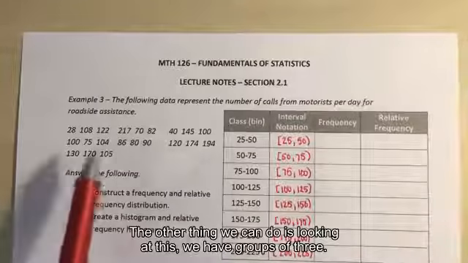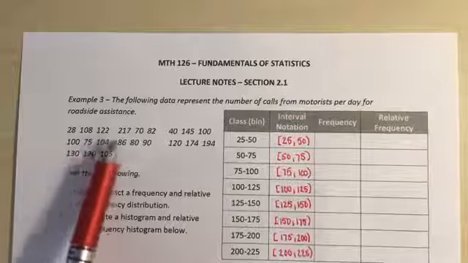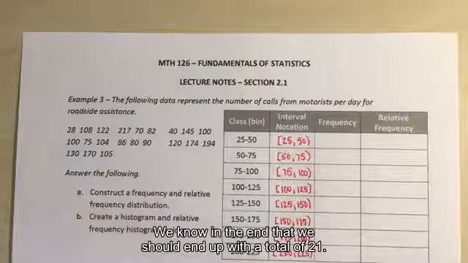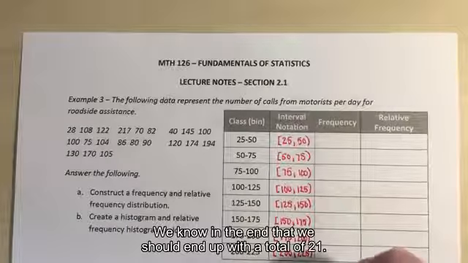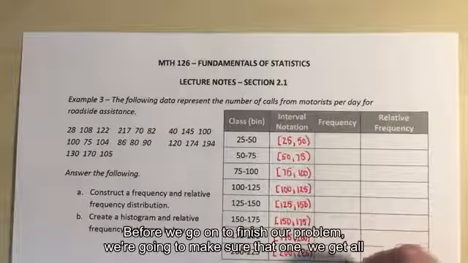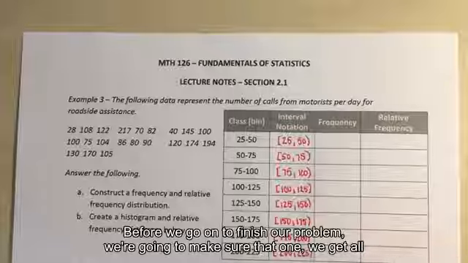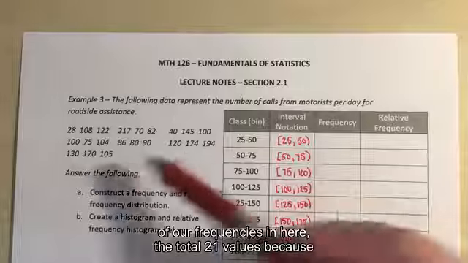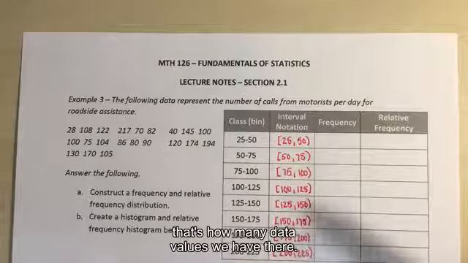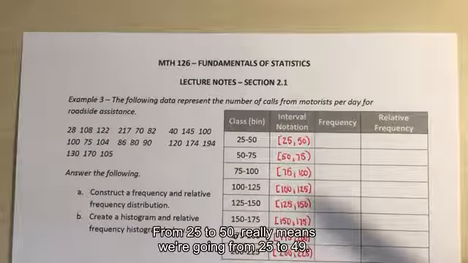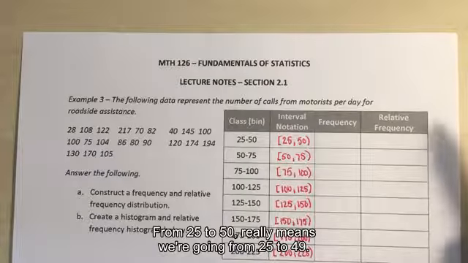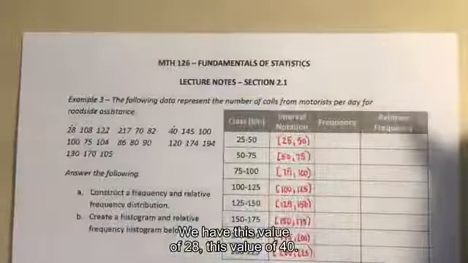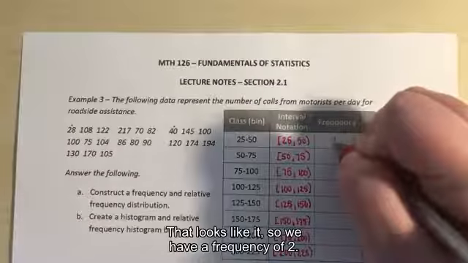The other thing we can do is, looking at this, we have groups of 3. 1, 2, 3, 4, 5, 6, 7. So we know in the end we should have a total of 21. Before we go on, we're going to make sure we get all of our frequencies in here and that they total 21 values, because that's how many data values we have. From 25 to 50 really means we're going from 25 to 49. We have this value of 28, this value of 40. That looks like it, so we have a frequency of 2.